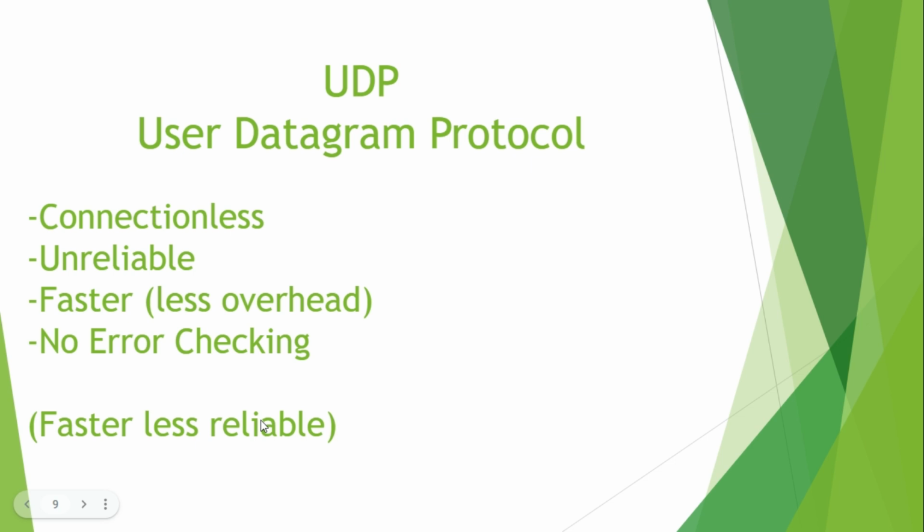UDP is User Datagram Protocol. I've heard this before, and I like to use this analogy: UDP is like you shoot it and you forget. In this case, it's connectionless. It's not reliable, but it's a lot faster, with less overhead. When you have to start checking things over and over again, or establish connections, it takes longer; when you just shoot out the data, it's a lot faster. And obviously, the con of that is no error checking. So this is faster, but less reliable.